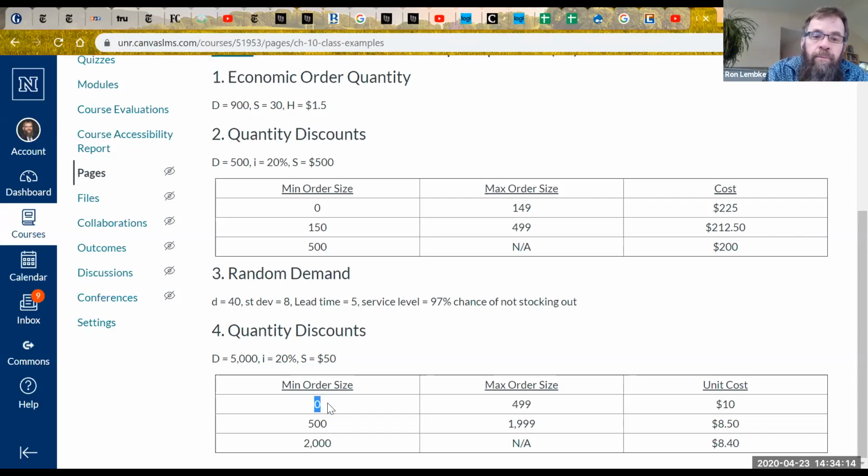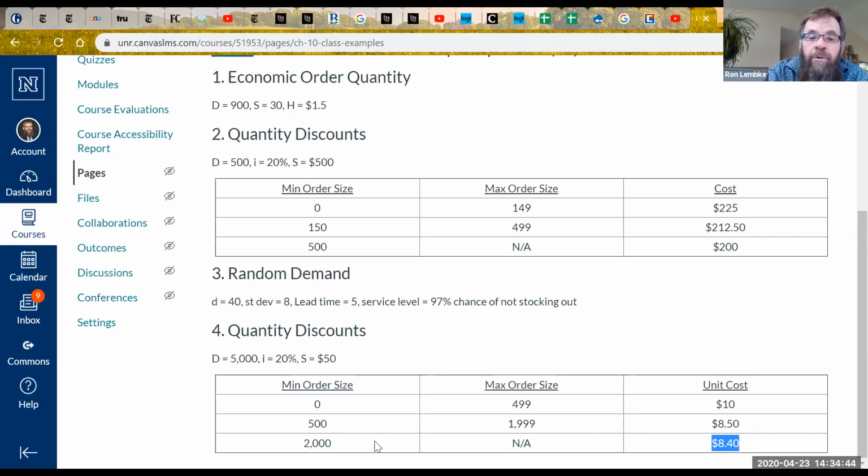If we just buy a small quantity, the price is $10. If we buy at least 500, the price drops significantly down to $8.50. And then if we place an even larger order, we get a small additional decrease. So we are going to start out by considering the price of $8.40. We're going to calculate the EOQ.